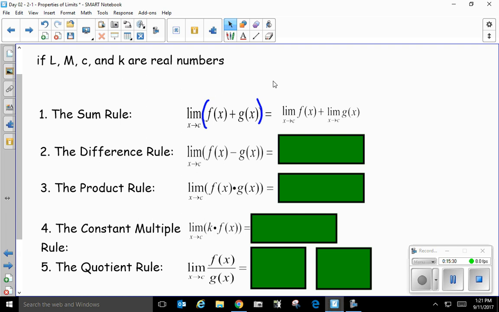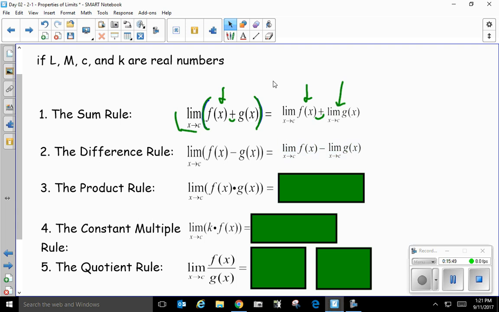Don't think long. Stop it. Look what I did here with the first one. If I'm taking the limits of this expression, I can just take the limit of the first one and still add that to the limit of the second one. Well, I did the same thing. We'll just keep a minus sign between.